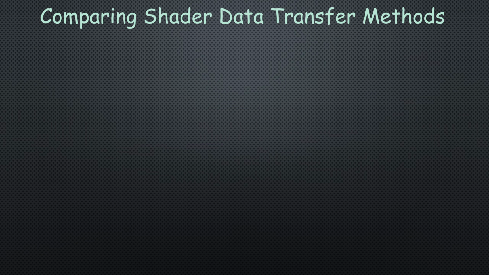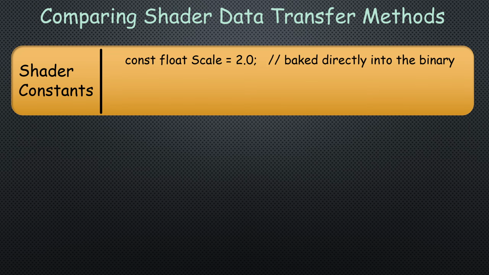Let's quickly see how they compare to other ways of passing data into the shaders. First, we have the regular constants. These values are baked directly into the shader object during the compilation process. If you want to change them, you have to recompile the shader and regenerate the SPIR-V code. They are great for optimizing fixed values and terrible for flexibility.